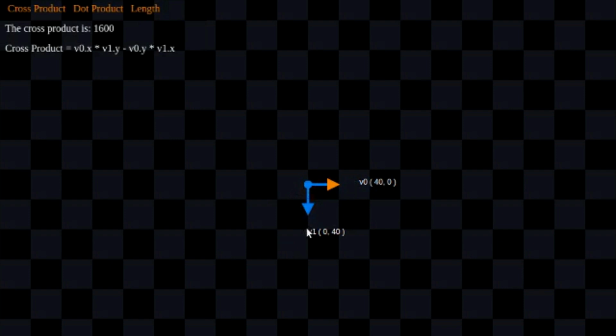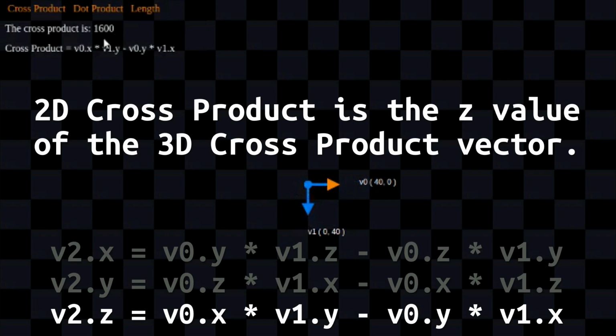So this is 2D, it's not 3D. We're going to get a scalar product, and right now the cross product of these two vectors is going to be 1600. So let's check out some cool stuff you can glean just using cross product and some 2D vectors.